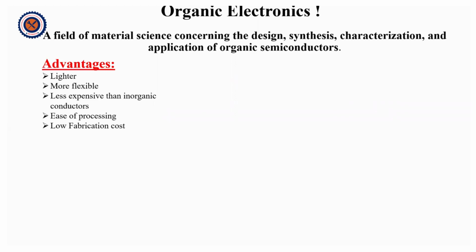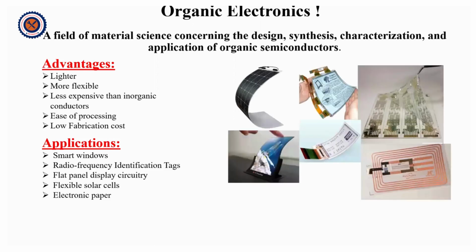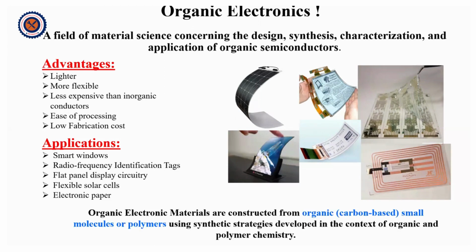There are several advantages of organic electronics. The devices made using organic materials are much lighter, very flexible, and much less expensive compared to the inorganic counterpart. They are easy to process and have low fabrication cost. Applications include smart windows, RFID tags, flat panel display circuitry, flexible solar cells, electronic papers, etc.